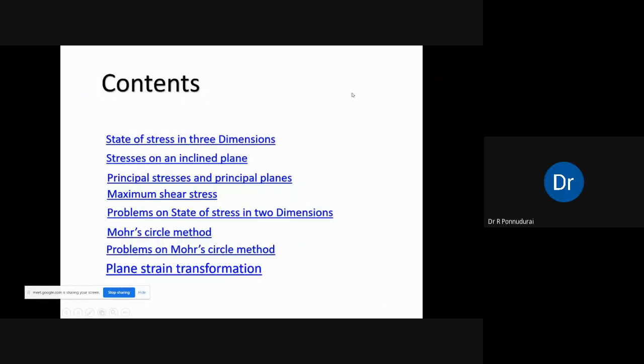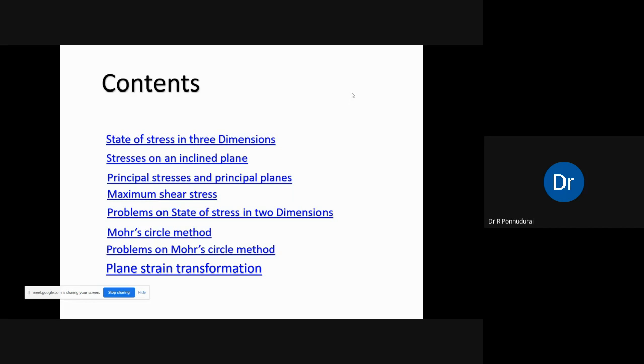So this is the content of today's presentation. We are going to deal with the state of stress in three dimensions. From three dimensions, we are going to come to two dimensions. We see what stresses will be acting on the inclined plane for a 2D element. Then we will talk about the principal stress, principal plane, and the maximum shear stress: how to calculate and derive the maximum shear stress, and how to solve problems of principal stresses in two dimensions.